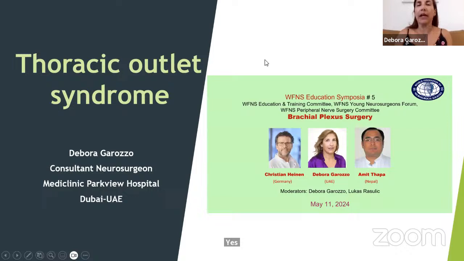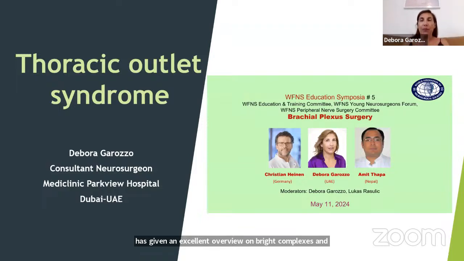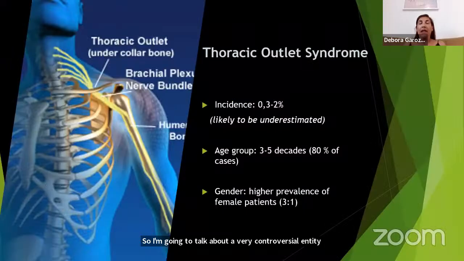So first of all, hello again, everyone. I think Christian has given an excellent overview on brachial plexus anatomy, and this is going to be extremely useful for me during my presentation. So I'm going to talk about a very controversial entity in peripheral nerve surgery, which is the thoracic outlet syndrome.